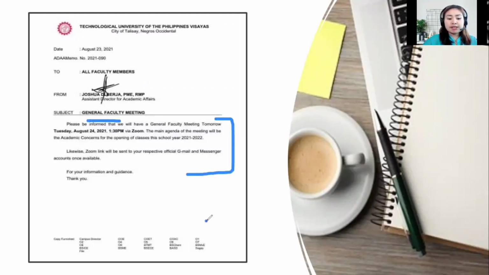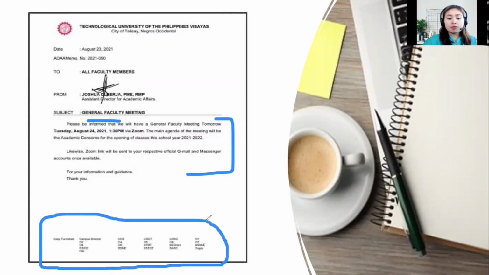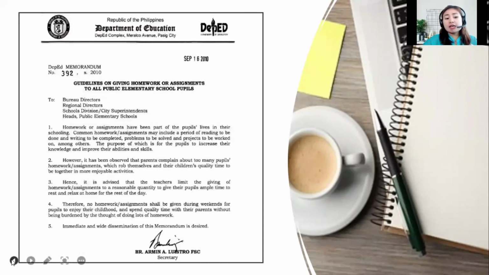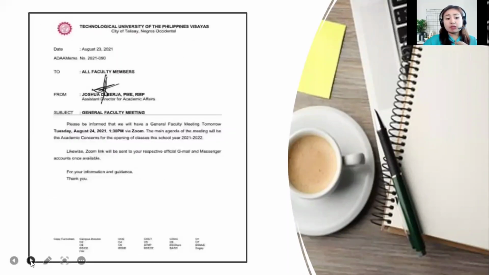And you can see here down this part of the memo, the people or the departments who will be receiving the said memo. As you have noticed, class, there's a difference, right, in the way the memo was constructed. I gave you two examples. One is from the Department of Education and one is from our very own institution, TUP Visayas. Now, in terms of formatting, there's a big difference, right?